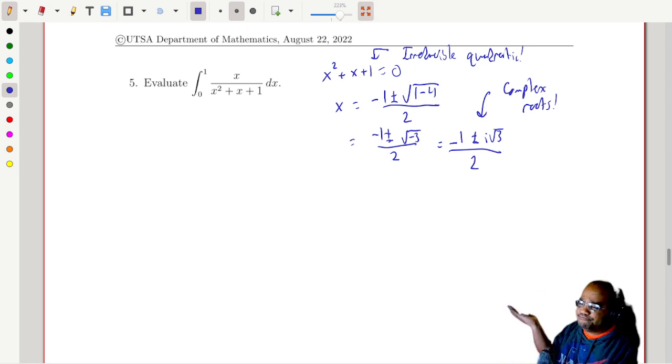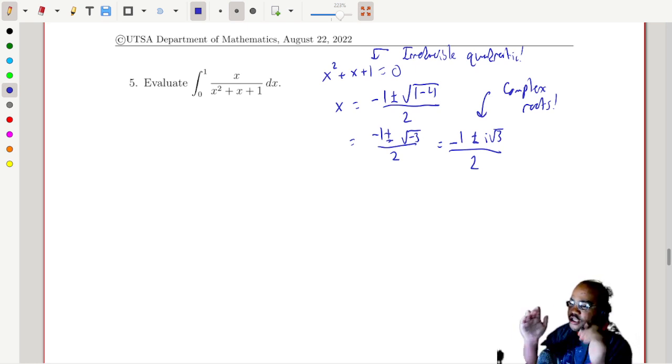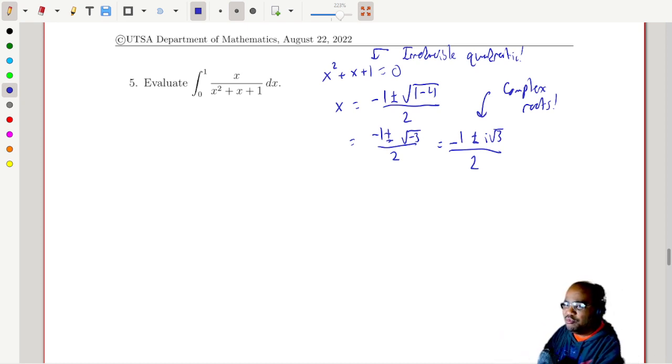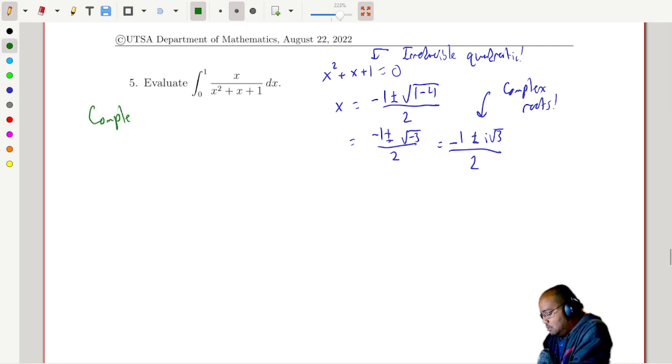So what do we do? Well, I'll spoil it for you. We don't actually have to do partial fractions on this one. Okay, this is showing you that just because you have a rational function doesn't necessarily mean you have to do partial fractions, okay? So this is one case where we don't have to do partial fractions. So what do we do? Instead, we complete the square, all right? So we complete the square instead.